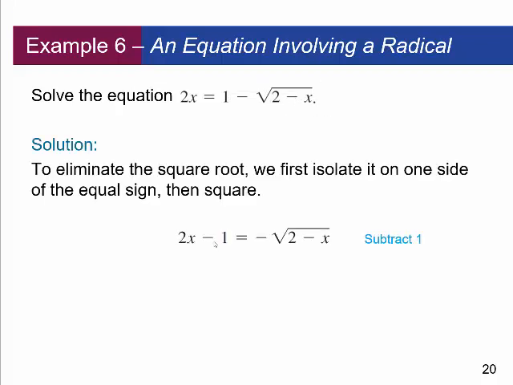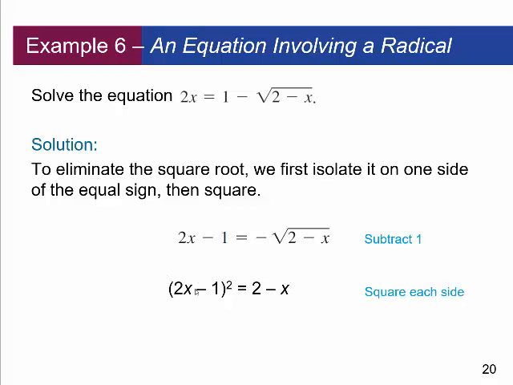All right, so to eliminate the square root, we first isolate it on one side of the equal sign, and then what we do to get rid of a square root is we square it. So I'm going to take this 1 and I'm going to subtract it over. Now I'm going to square both sides, okay? So that becomes this squared. A negative squared is a positive, and then the square root squared cancels, and you're just left with 2 minus x. So now you have to just solve this, okay?